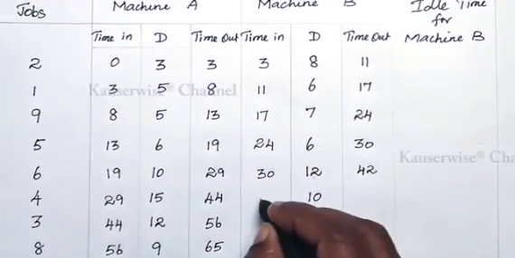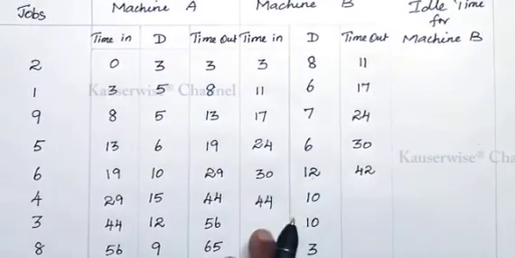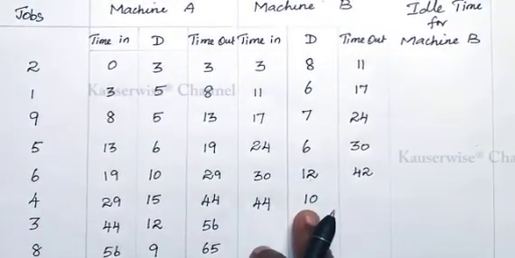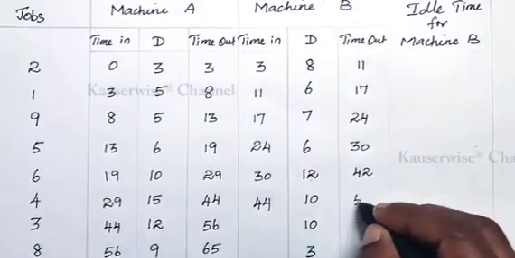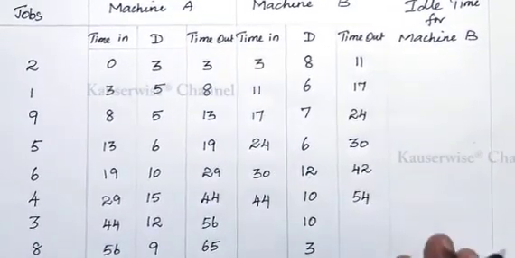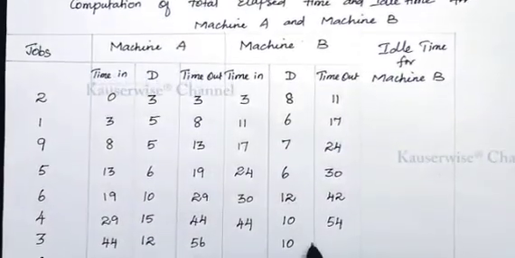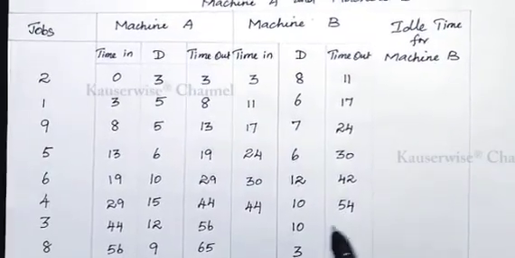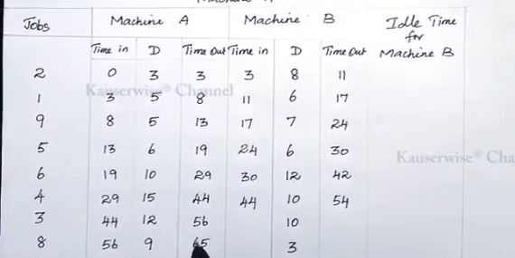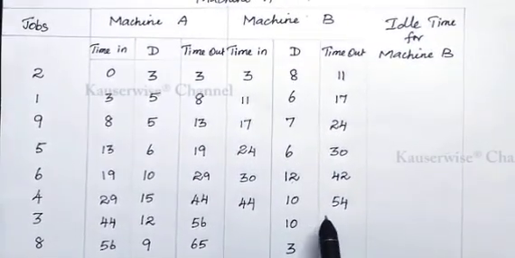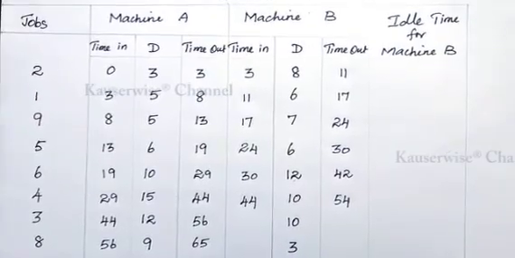So 44 is the in time. So 44 plus duration 10, so totally 54 is the out time. In the same way, just look at the next job here. 54 is lesser than 56. So again machine B has to wait for 2 hours to take up the next job.